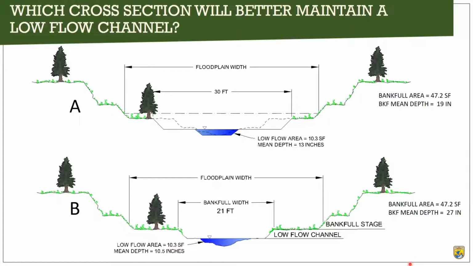So this is the same cross-section. We've got the same bankfull area. This wider channel is not as deep. The bankfull area at the lower channel is the same, but it's deeper. But with our low flow channel, which is represented here, we have the same area in both of these channels. And the depth is about the same. This section A is actually deeper. So which cross section do you think will better maintain the low flow channel? I'll give you a minute.